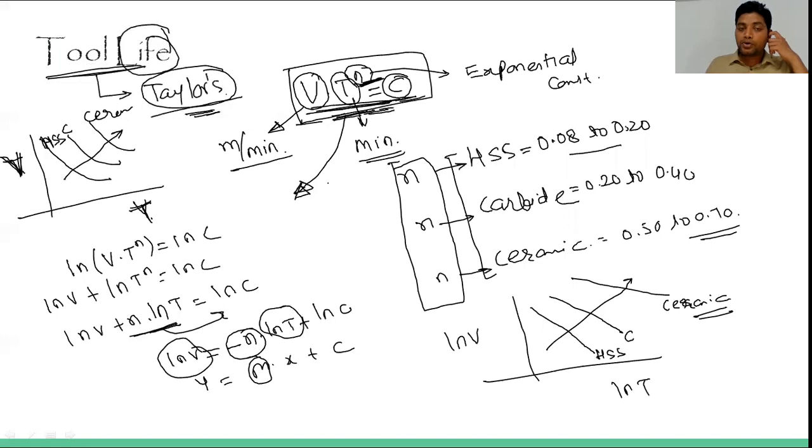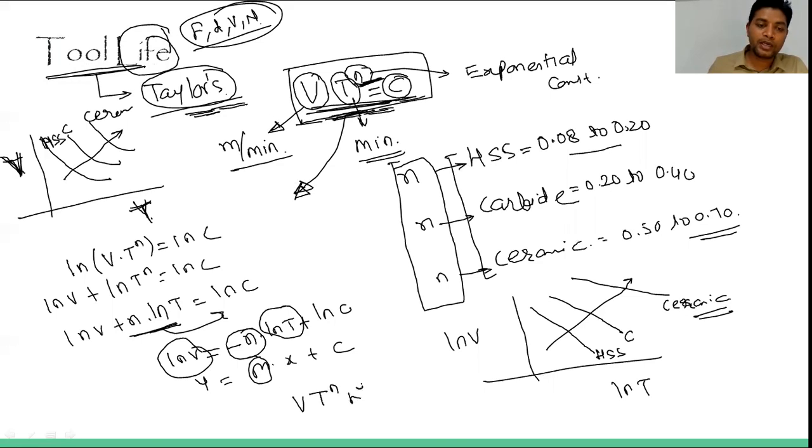And one more thing: in the last slide we discussed tool wear. Tool wear depends on the feed, depth of cut, V, and rotational speed. Here Taylor modified his equation and invented another equation, that is V T raised to n, F raised to a, and D raised to b, equals constant.